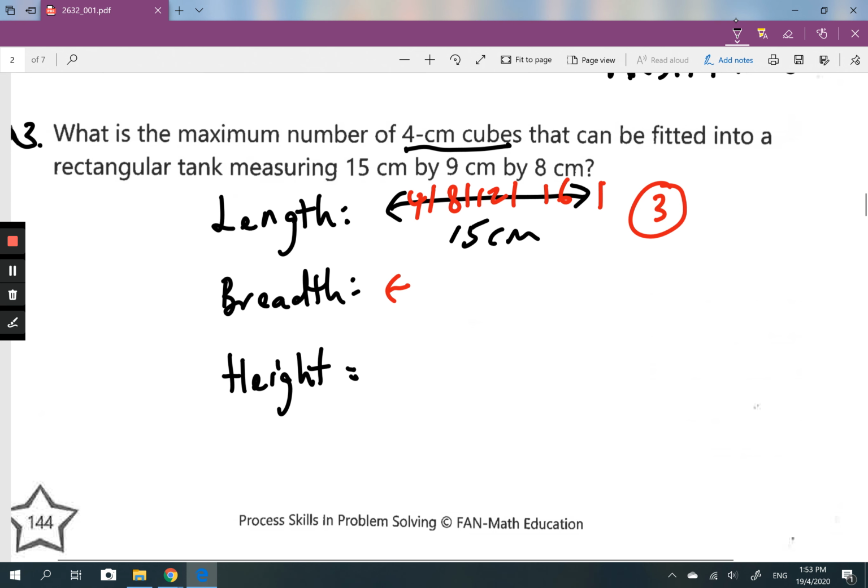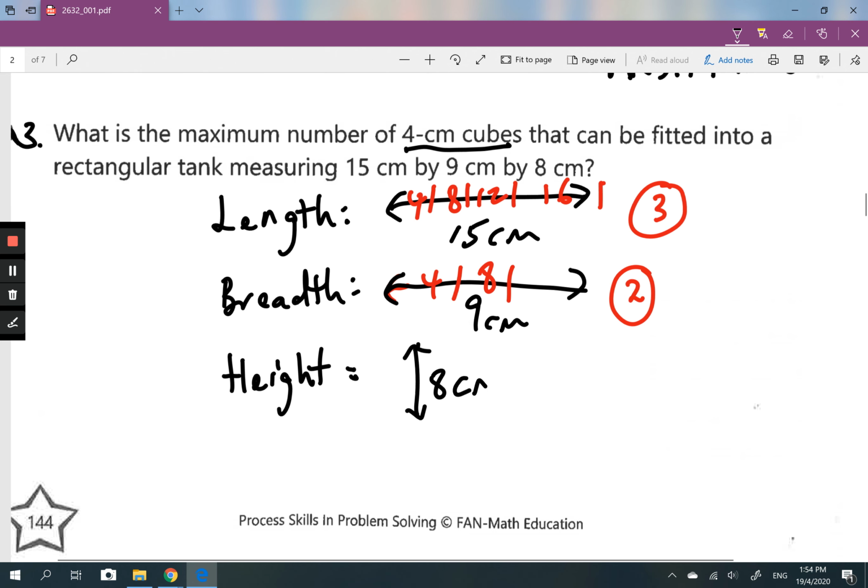How about the breadth? The breadth is 9 cm. So how many 4 cm can I have? 4, 8, and then anything more will exceed 9, and that gives us 2. And in the final example, we have a height of 8 cm. So how many 4 cm can be found? That's quite obvious. 4 and 4, 8, and that gives us 2.